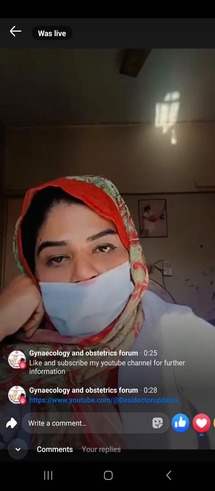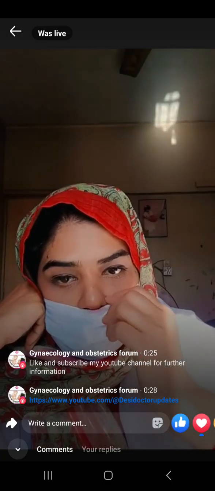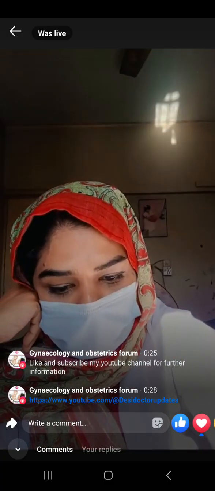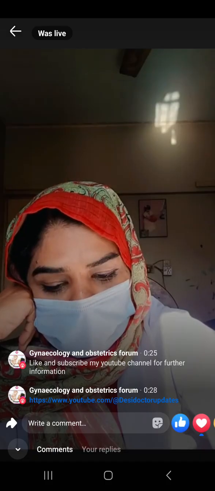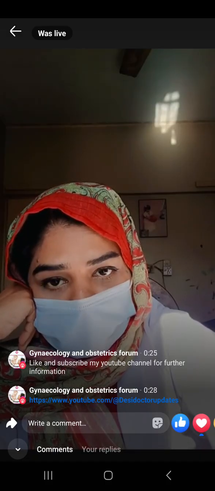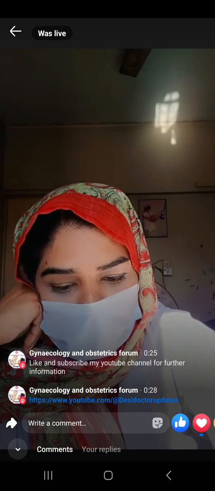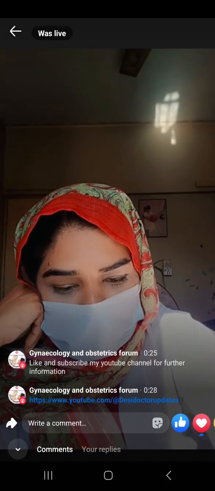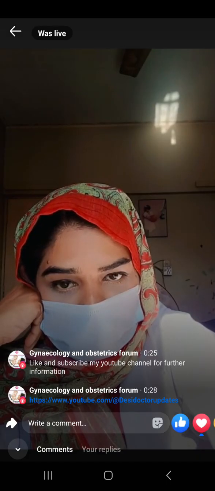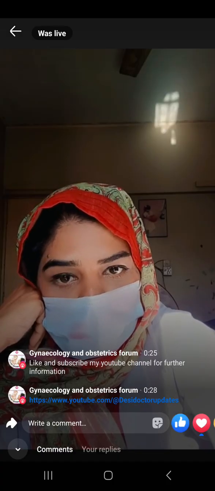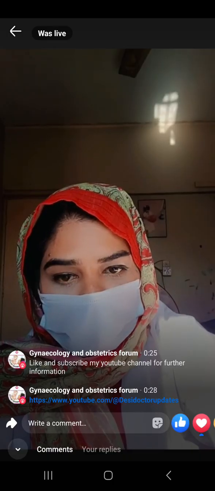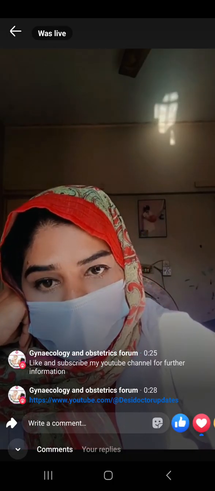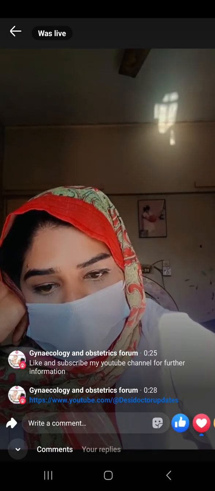Now mainly you have to understand the modified Bishop score. In the modified Bishop score, there are five things that you have to observe. Number one is dilatation of the cervix. Number two is consistency of the cervix, then length of the cervix, the position of the cervix, and station of the presenting part. Now for the dilatation of the cervix, you have to see whether it is dilated or not.